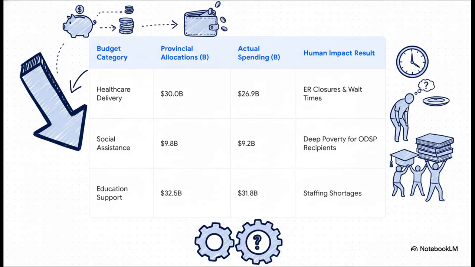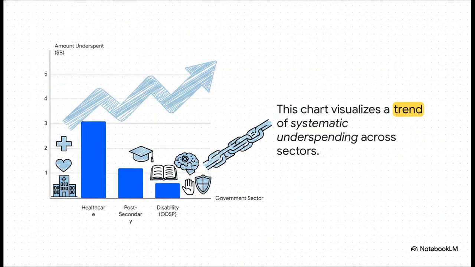And this table here is absolutely crucial to their case. What the sources are trying to do with this is show a pattern of behavior. They're laying out the allocated budget right next to the actual spending in these huge areas: healthcare, social assistance, education. And then, for each one, they draw a direct line from that financial gap to a specific social problem. It's a very powerful visual. And here's where they really drive that point home. This bar chart is a brilliant way to illustrate their argument that this isn't just a one-off thing. It visualizes a trend across different government sectors, and it's all aimed at painting a picture of systematic underspending, all based on data they're citing from the Financial Accountability Office.